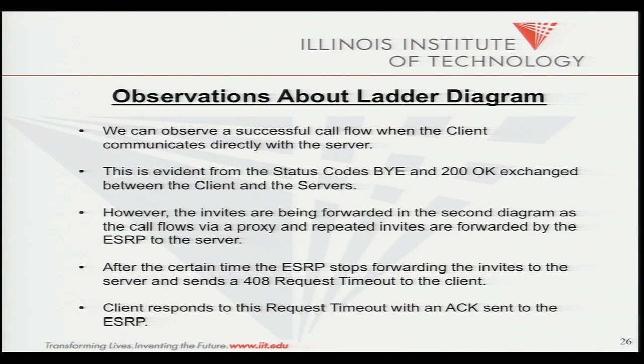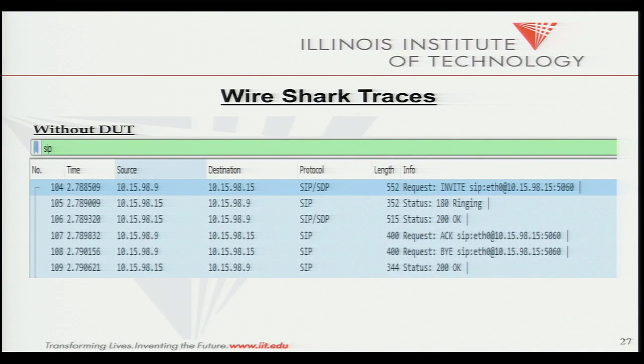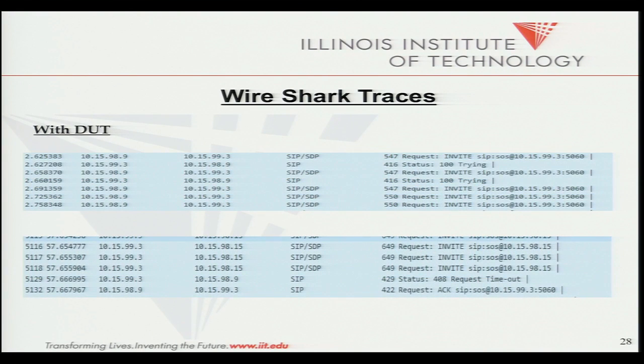As I explained, these are the observations about the ladder diagrams we made. There was a successful call establishment rate, and all the components required for the call were established when the calls flew directly between the client and the server. And when there was a proxy involved, we had a request timeout, and the ESRP was not forwarding the invite to the client. These are the corresponding Wireshark traces which were captured. This is for without the device under test, and this is with the device under test.